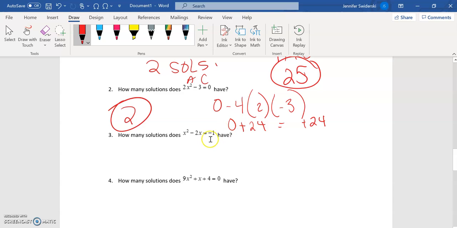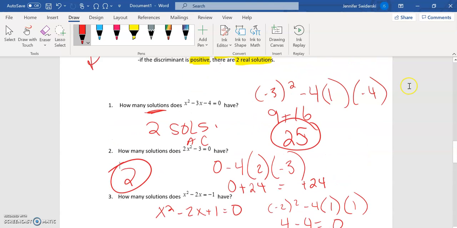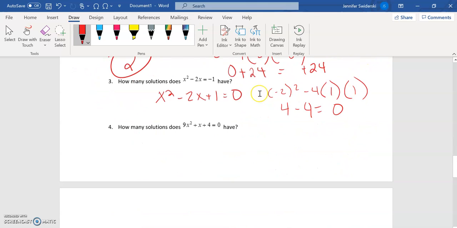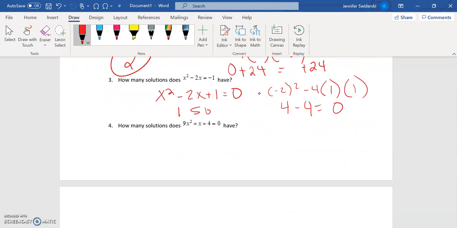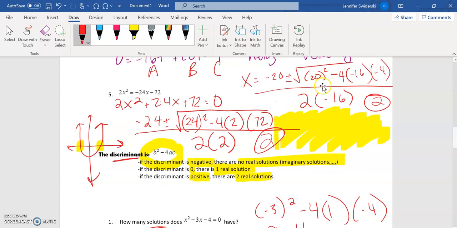Down here, same idea, but let's set this equal to 0 by adding 1 to both sides. So we have x squared minus 2x plus 1 equals 0. Using that discriminant, we want b squared, so negative 2 squared minus 4 times a, which is 1, times c, which is 1. Negative 2 squared gives me 4, and 4 minus 4 is 0. What does that mean? How many solutions do I have? If I have 0, there's only 1 solution. I'm going to have you go ahead and do number 4 on your own. Send that to me and send a picture of these 2 problems done as well.